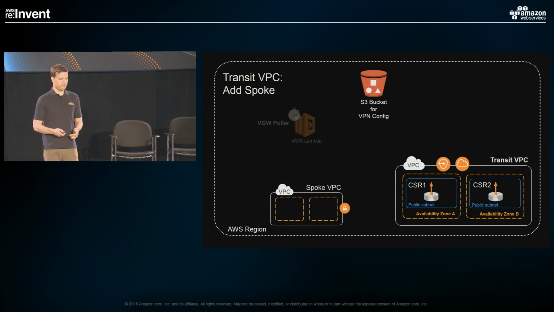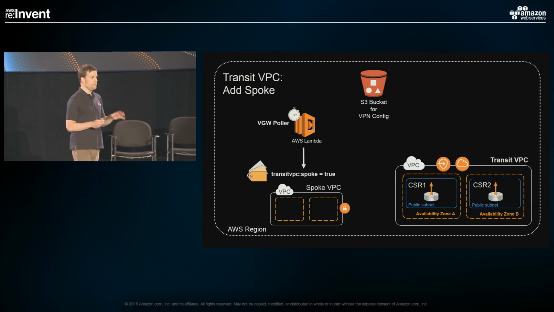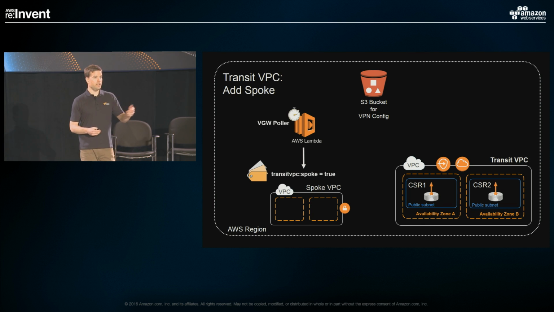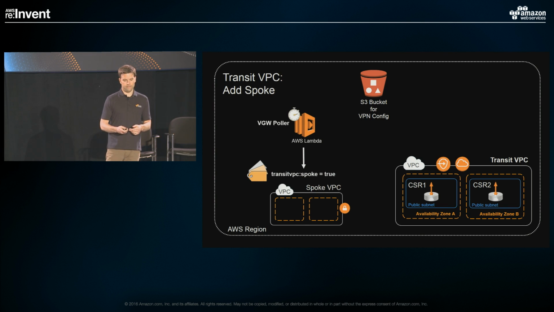So how do you add a spoke? This is all driven by tagging. You go to the VGW of the spoke. You add this tag that says transit VPC spoke equals true. There's a Lambda function out there that's running every minute that cycles through all of your accounts and all your regions to check for this tag on a VPC that does not have VPN connections already. So it finds that tag.